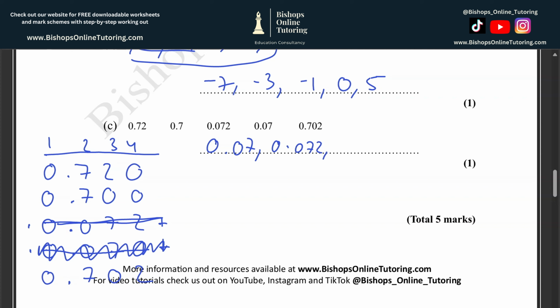With the rest of the numbers that we have left, in column number 1, they are all zeros. In column number 2, they are all sevens. However, in column number 3, we've got a 2, a 0, and a 0. So let's pursue this one and this one, because these are the ones that have a 0 in column number 3. So in column number 4, this one is a 0 and this one is a 2. So that would make this one, 0.7, our next smallest number. And that would make 0.702 our next smallest number. And we only have one number left, and that's 0.72, so that has to be our biggest number.